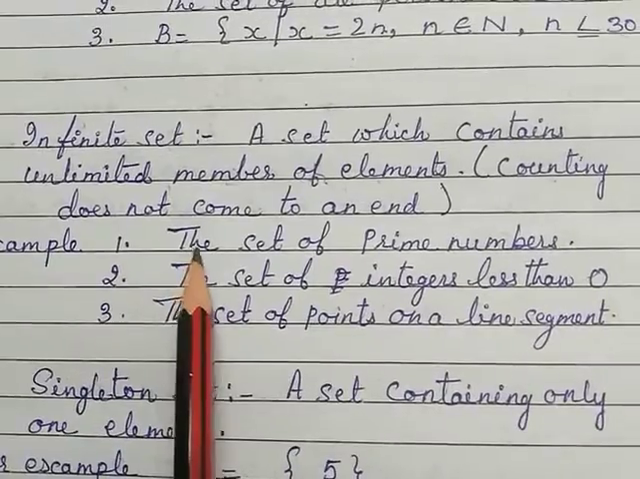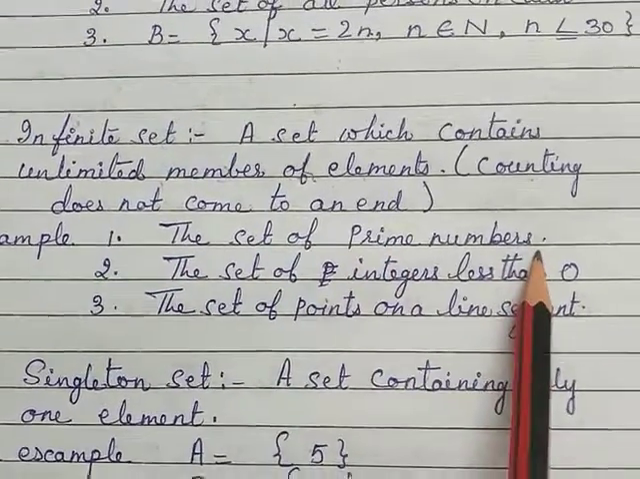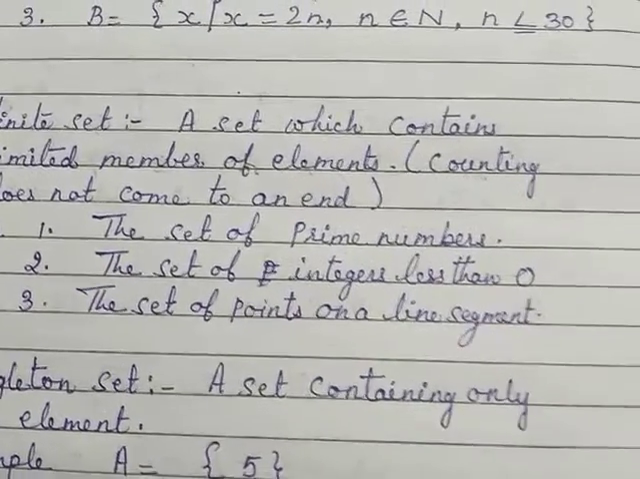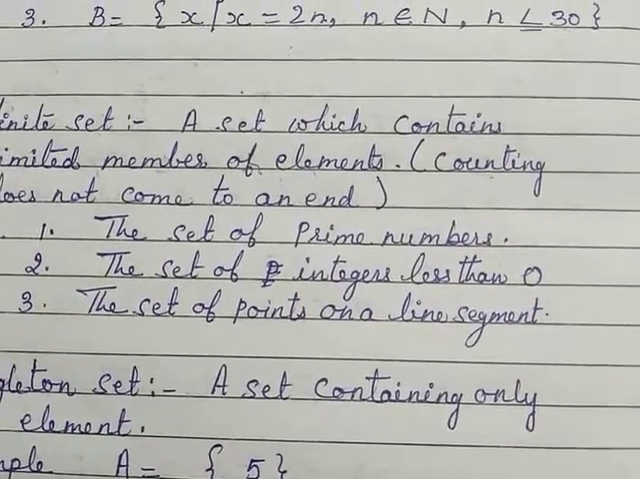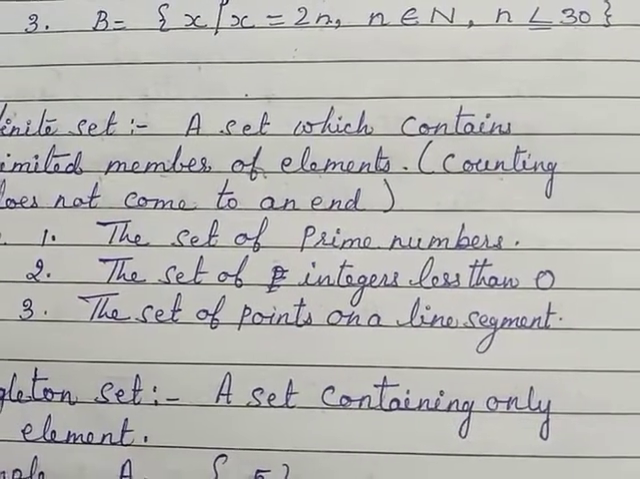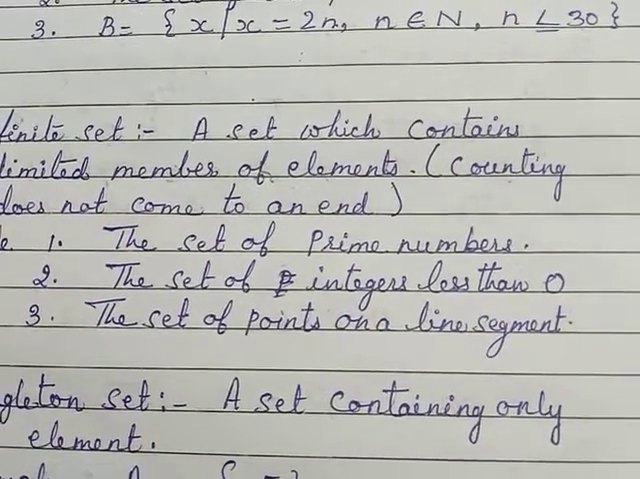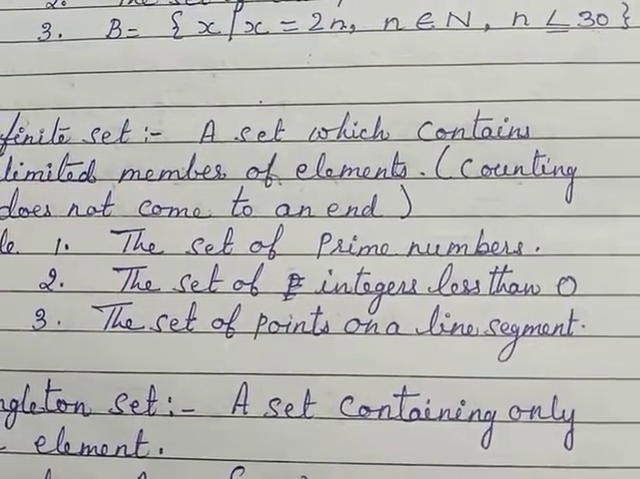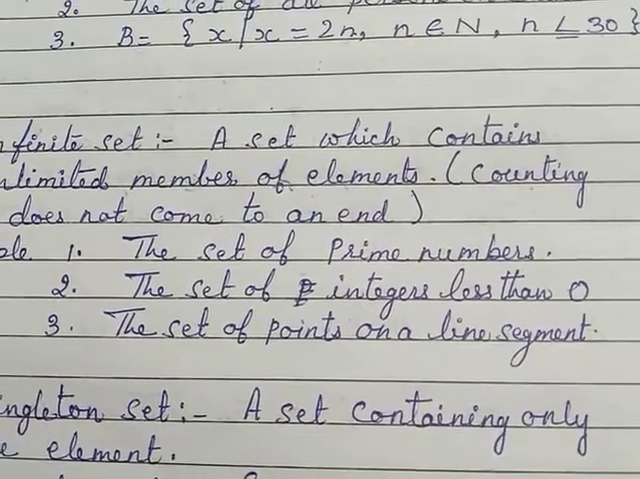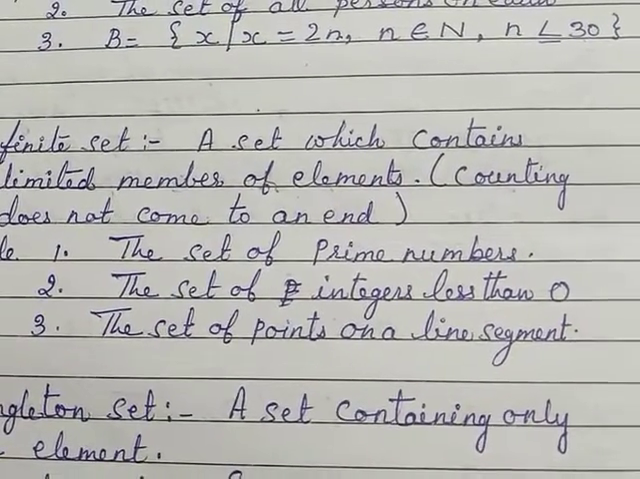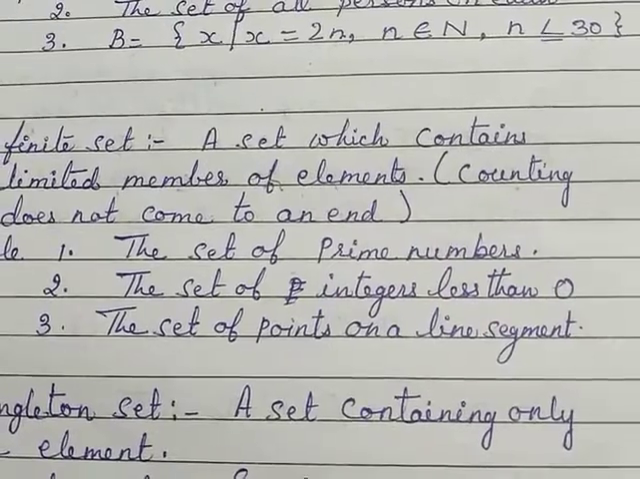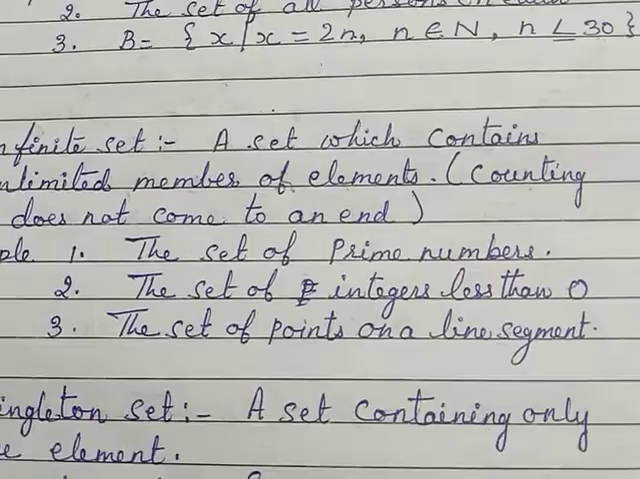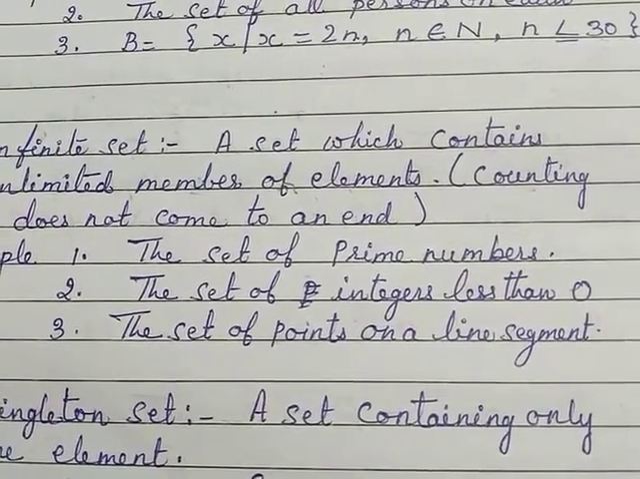Example is the set of prime numbers. See, the set of prime numbers is not limited. It is not mentioned as prime numbers till 20, or between 1 and 50, or between 1 and 100, but here it is given as the set of prime numbers. So the prime numbers will continue to increase. There is no end, so no counting is there. The counting will not come to an end. So this is an infinite set.